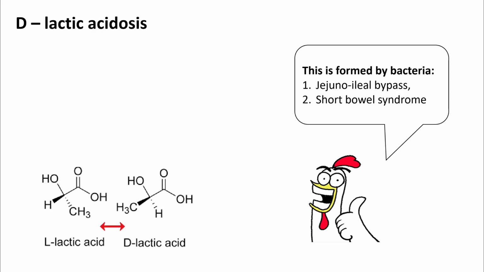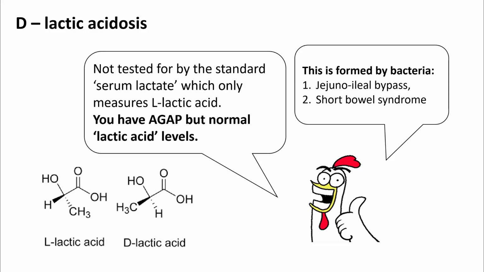If you remember, lactic acid has two isomers, levo and dextro forms. The dextro form is produced by bacteria and is produced in patients with jejunal-ileal bypass and short bowel syndrome. This unfortunately is not measured during your regular lactic acid levels. So in these patients, you can still have an anion gap, but normal looking lactate levels.